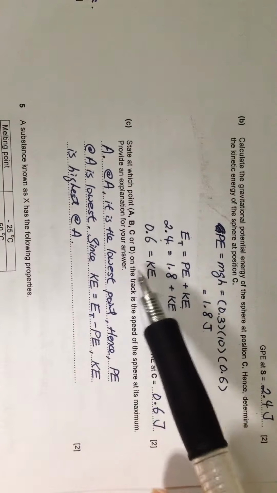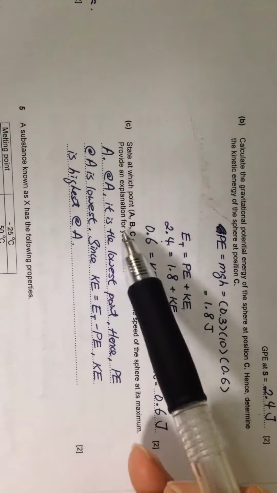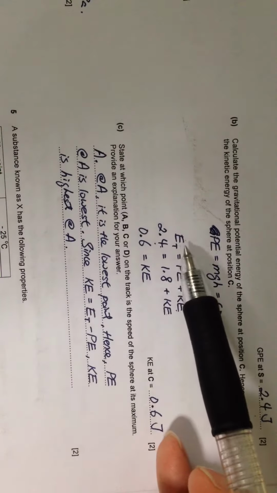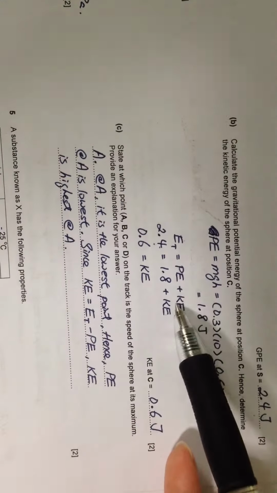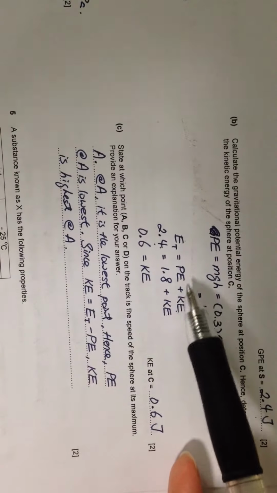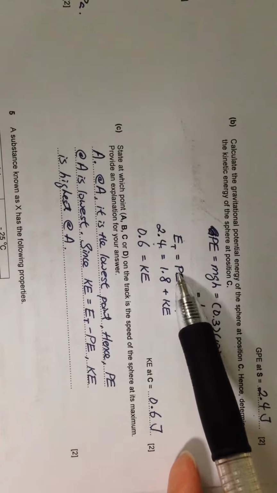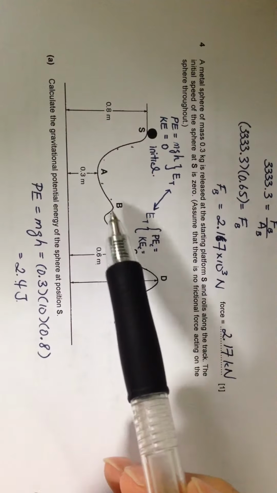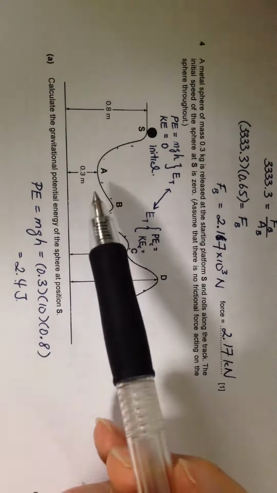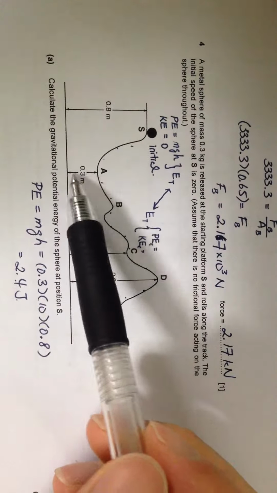Part C states at which point the speed will be the maximum. If you look at the equation here, the total energy is equal to PE plus KE. Ideally, if you want the higher speed, you would want the PE to be 0 so that all the energy will be converted into KE, which will give you the maximum speed. Okay, you want PE as low as possible. So if you look at this diagram, you will see that the lowest height, which will give you the lowest PE, is at A, 0.3.